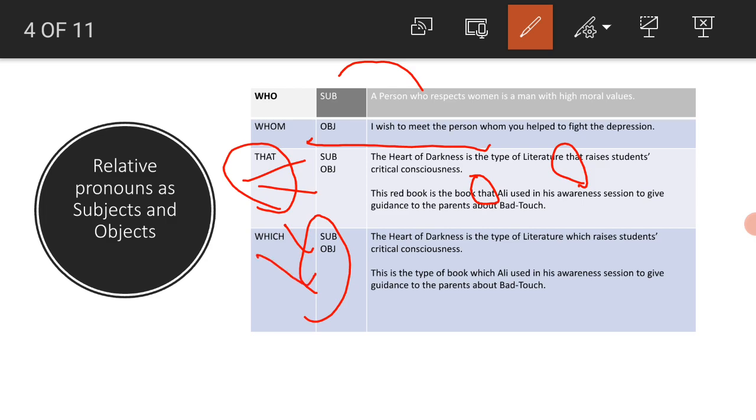In the first sentence, which is used in subject position: The Heart of Darkness is the type of literature which raises a student's critical consciousness. In the second sentence, which is used in object position: this is the type of book which Ali used in his awareness session to give guidance to the parents about bad touch.